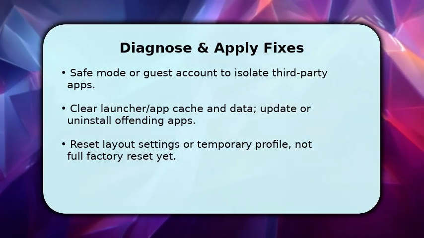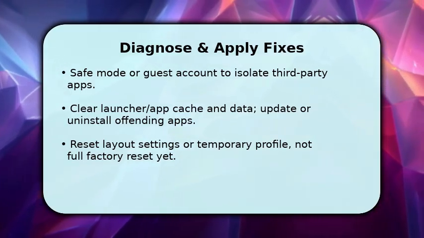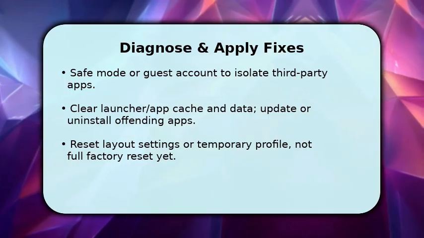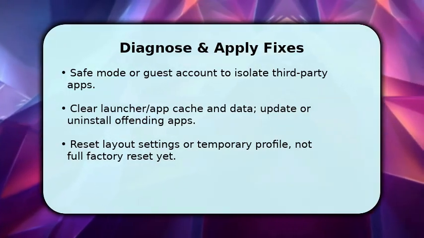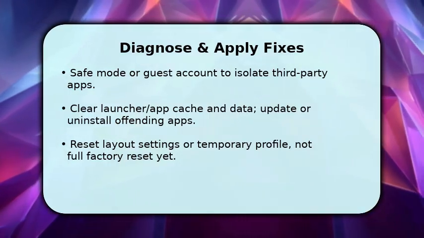Make sure to check recent app permissions. Home overlays or accessibility permissions can lock the home screen. Once you identify the app, reinstall or replace it. If the system launcher is corrupted, reset its settings before considering a full reset.